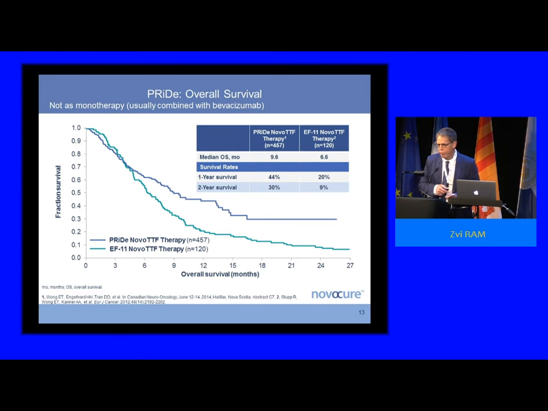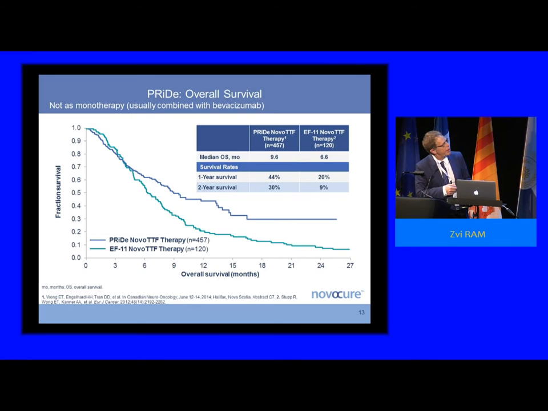In the PRIDE study, a post-marketing study, almost all patients were receiving an additional chemotherapeutic agent. In this case, over 90% were on Avastin in addition to the novel TTF, the TT field. So this resulted in a significant survival advantage. The other reason is that during the study, many of the investigators did not realize that it takes a long time until you see responses, and they were taking patients off the device prematurely.